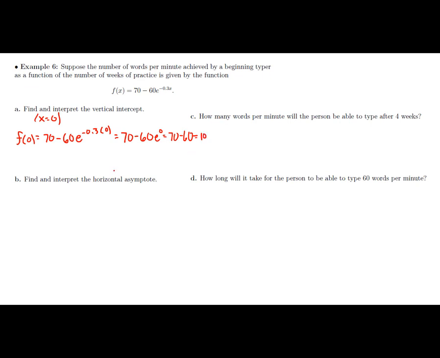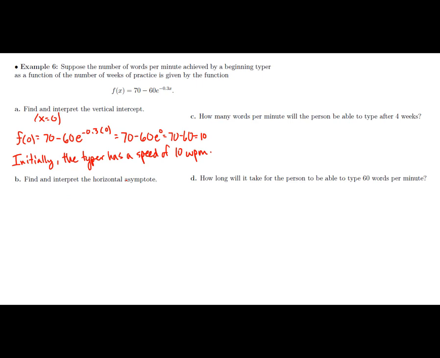So I end up getting 10 as my answer. So what this is saying is that when no time has gone by, this typist can do 10 words per minute, right? Or we could say initially, the typist has a speed of 10 words per minute.